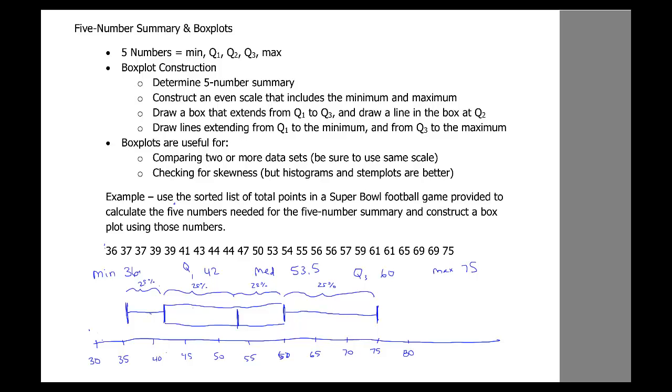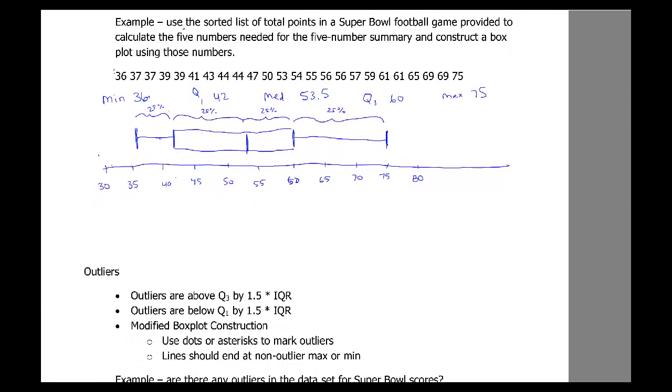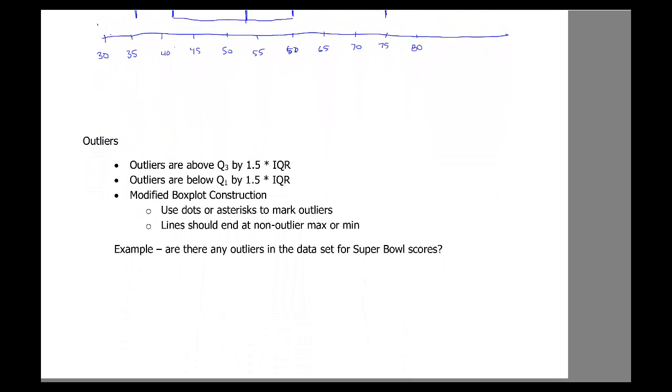Okay. So the last thing in this section is looking at the interquartile range and using that to see if there's any outliers in a data set. Move down to outliers, and it says the outliers are above the 3rd quartile by 1.5 times IQR. So let's remember what IQR is. IQR was quartile 3 minus quartile 1.